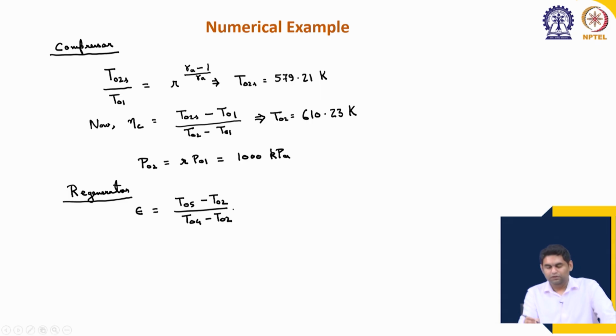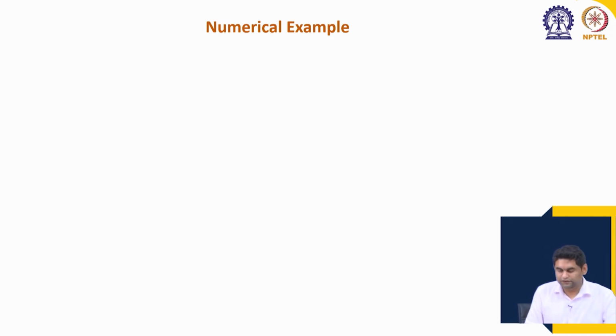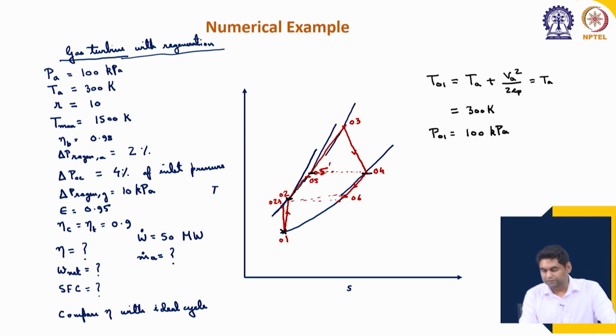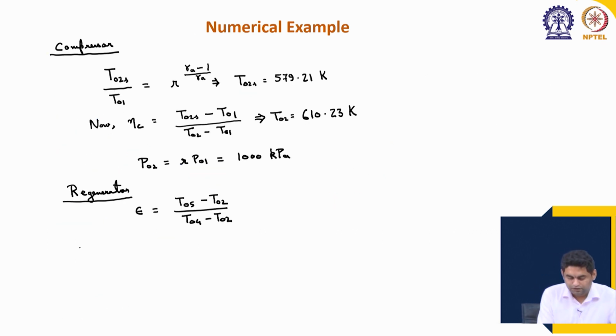Okay. So, to get the T05 value, we will need to find the value of T04. So, first we will need to find the value of T04. T04 is the temperature at the exit of the turbine. Okay. So, how do we find that? Let us solve for the turbine.